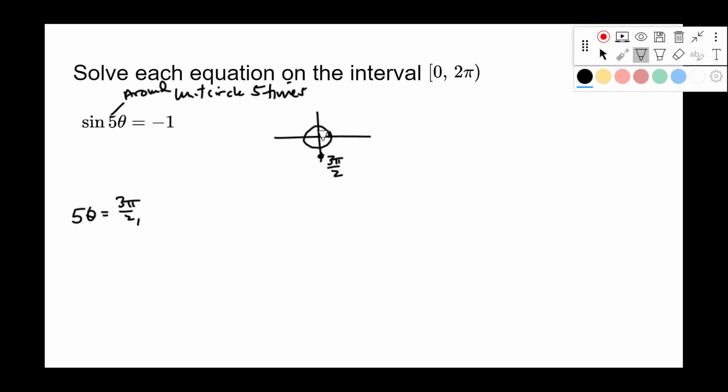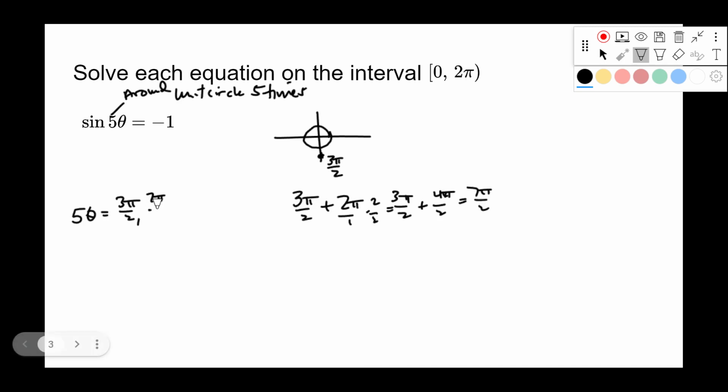But I'm not asking you to go around once. I'm asking you to go around 5 times. So every time you go around, you're going to get another answer. So in total, you're going to get 5 answers to this, because you got to go around 5 times. Every time around is one answer. So to get the next answer, I got to do 3 pi over 2 and add 2 pi. Stick a 1 underneath, multiply by 2. So that's going to be 3 pi over 2 plus 4 pi over 2. That's 7 pi over 2. So that's another answer, 7 pi over 2.